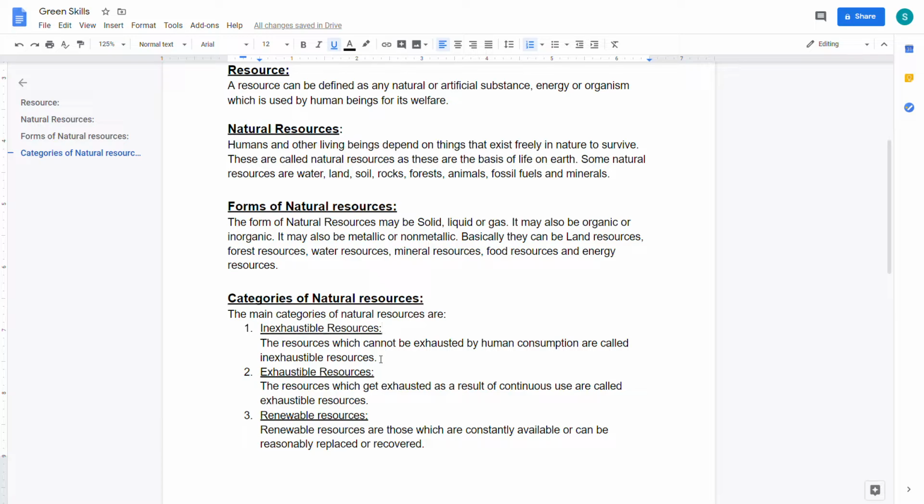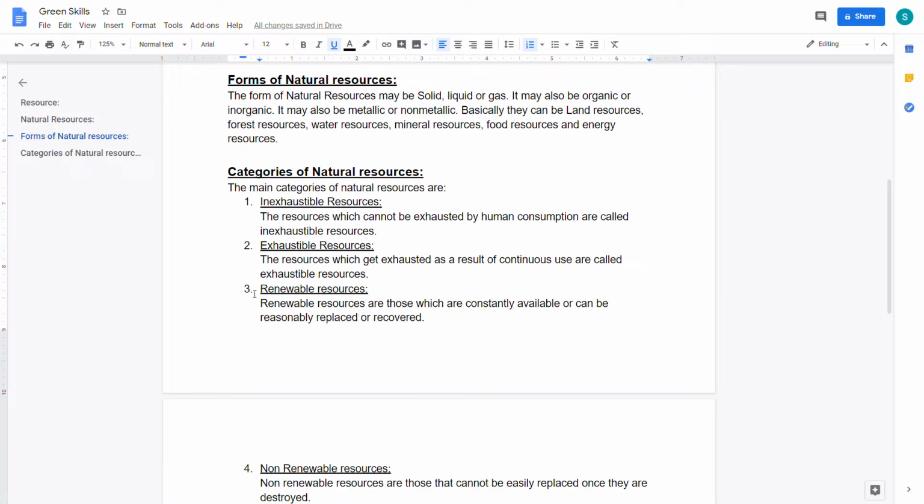Next is exhaustible resources. There are some resources which are available in limited quantities and are going to be exhausted as a result of continuous use. For example, the stock of coal in the earth is limited, and one day there will be no more coal available for our use if we keep on using it excessively.